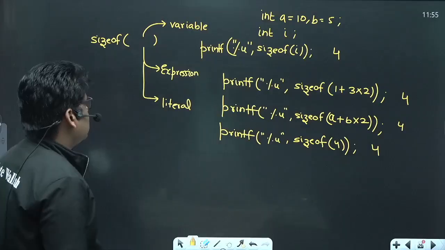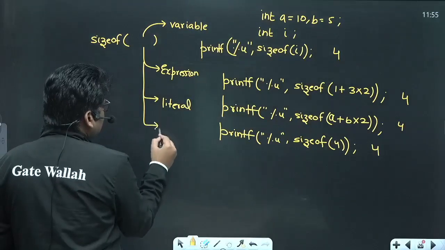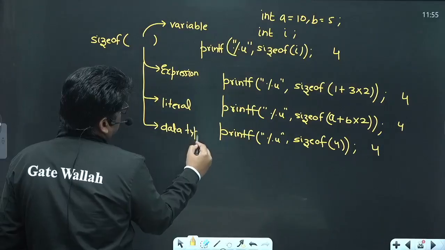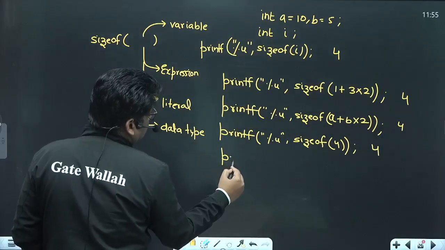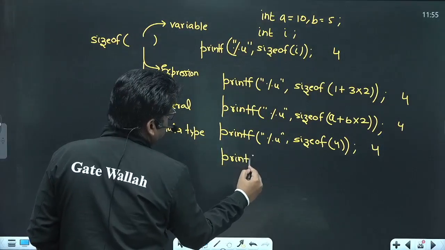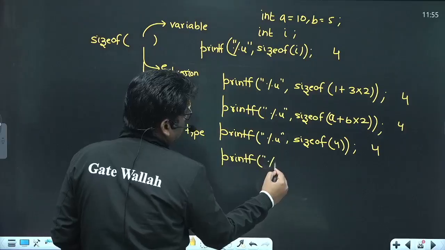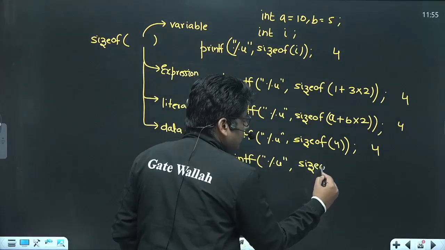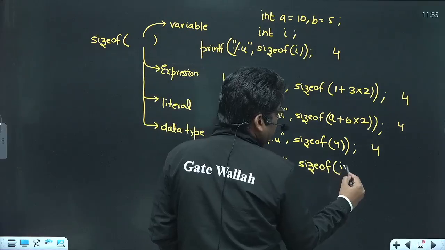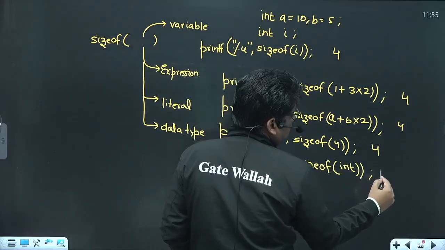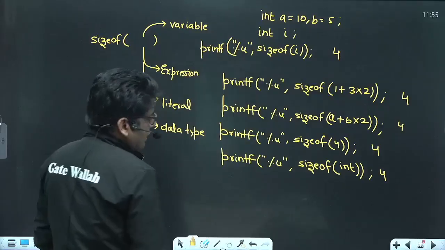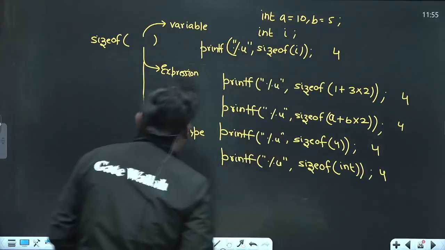Done, sir. Sir, can it be a data type? Of course it can be a data type. So you can write something like this: printf %u, comma, sizeof int. So our integer is of 4 bytes. Done. Now let's understand a few important points about sizeof.